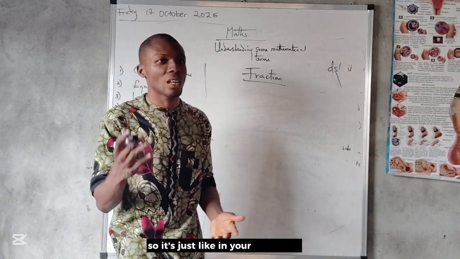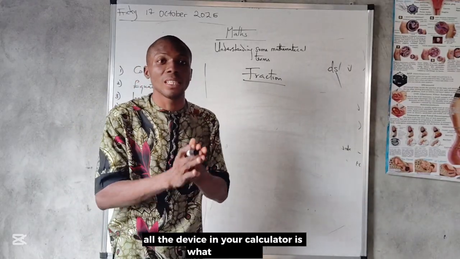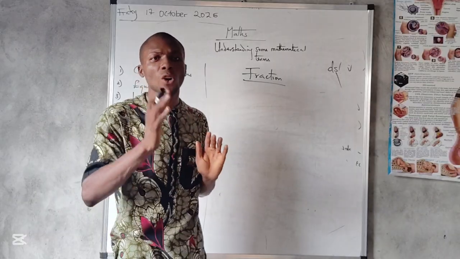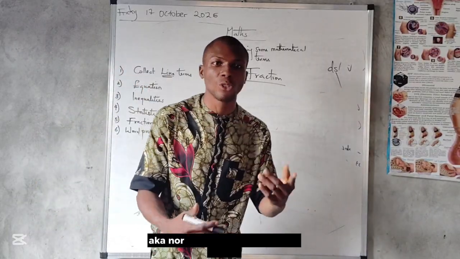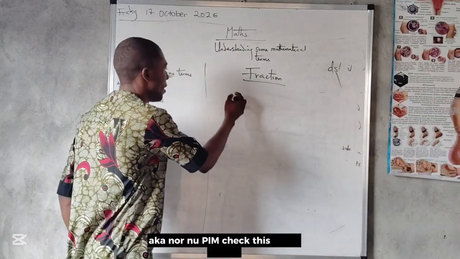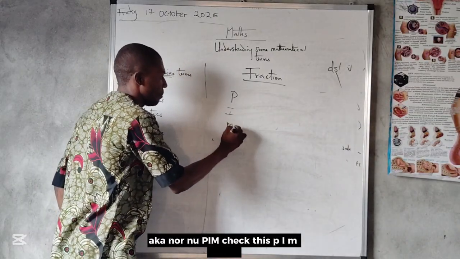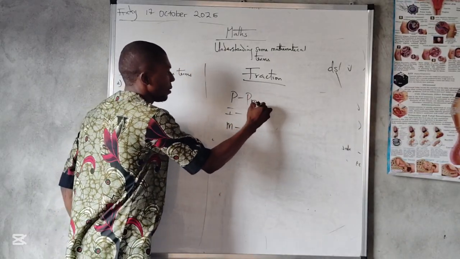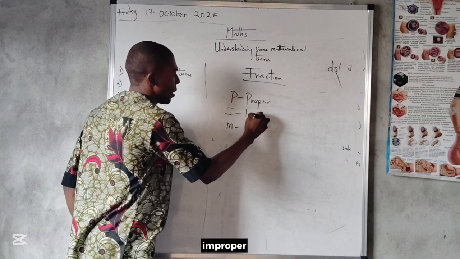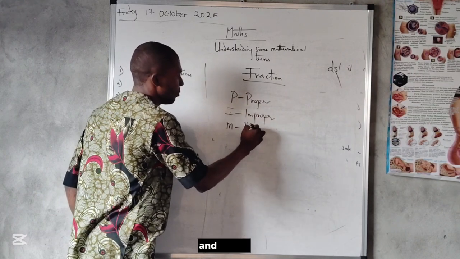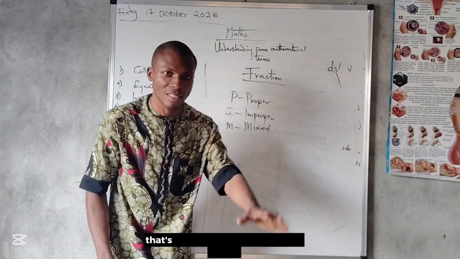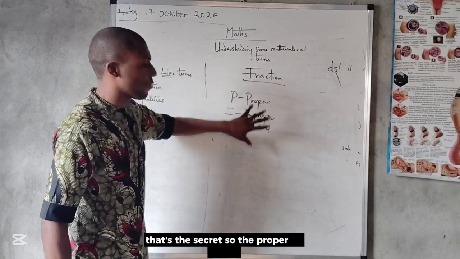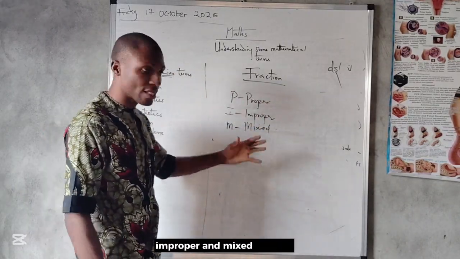It's just like in your calculator. All you divide in your calculator is what? It is a fraction. Good. So then, what are the types of fraction? Remember PIM. Check this: PIM. Proper, improper, and mixed. Remember PIM. That's the money. That's the secret. So the proper, improper, and mixed fraction.